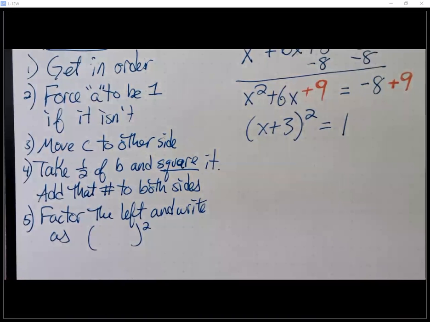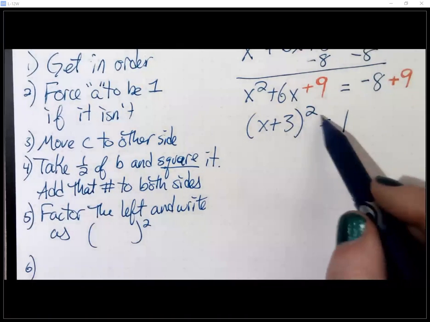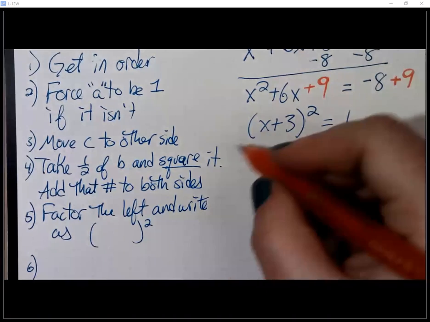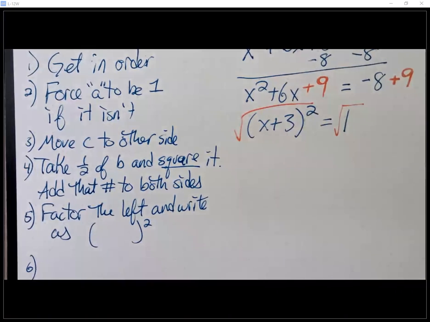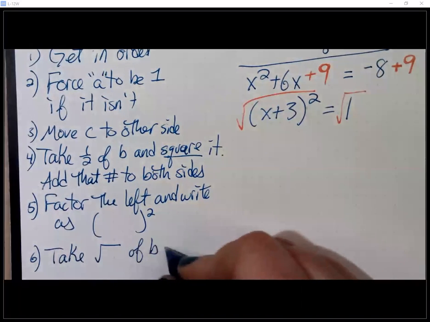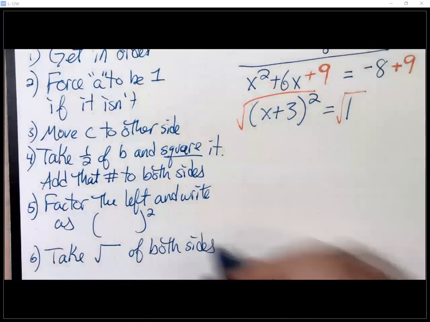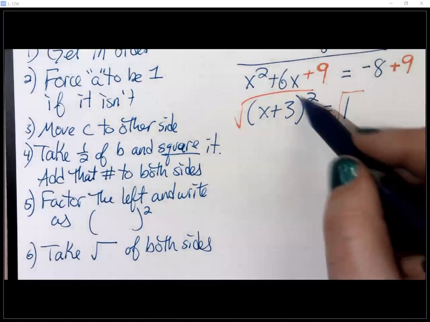And now we're so close to being done because all we have to do now is, everybody remember? How can I undo squaring something? Square root. I literally come in here and take the square root of both sides. So step 6 is take square root of both sides. So what happens when I do that on the left? The square root and the square just cancel each other out. So all I'm left with is x + 3.